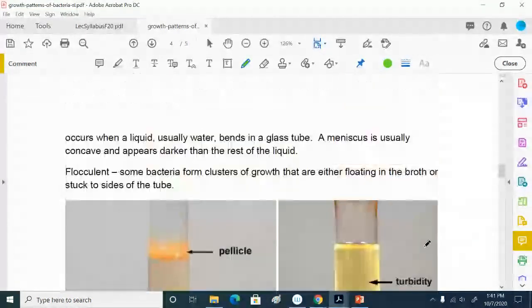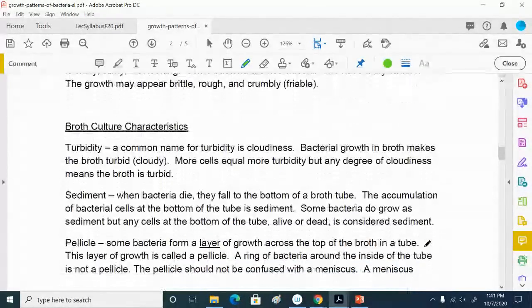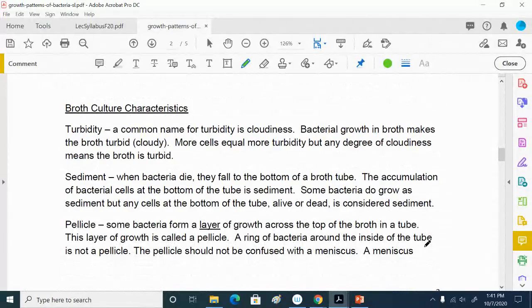When it comes to broth, we have four characteristics we look at. If the bacteria are growing in the broth, it makes the broth cloudy, and the fancy word for cloudy is turbidity. Any degree of cloudiness means the broth is turbid. Even if it's only very slightly cloudy, it's still turbid. There's still growth in the broth.